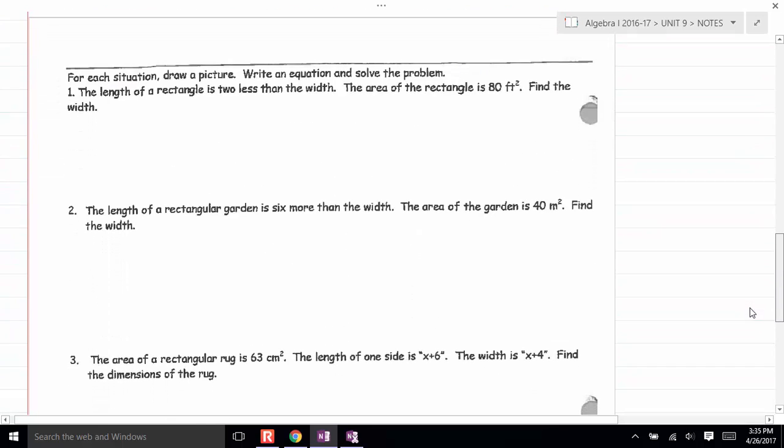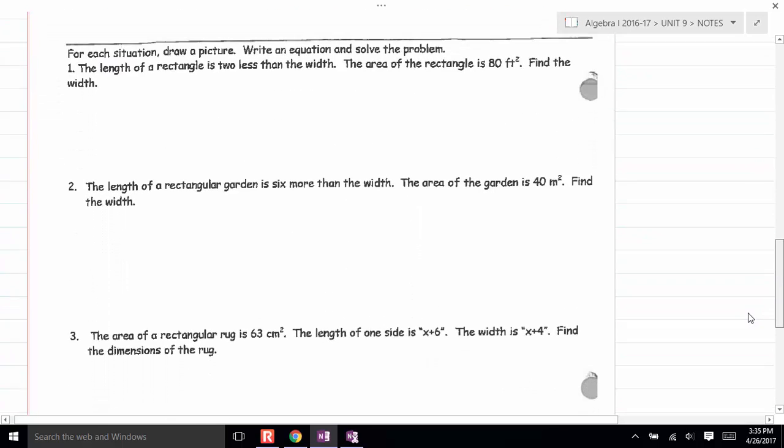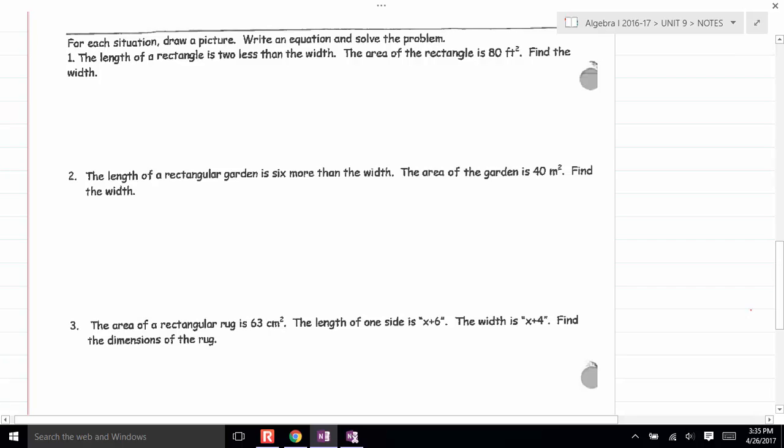Okay, on the back side of your notes, here they're not going to give us the picture. They're going to ask us to come up with the picture and then use the phrases to set up the length and the width of the picture. Okay. So in this first one, we're just going to draw a generic rectangle.